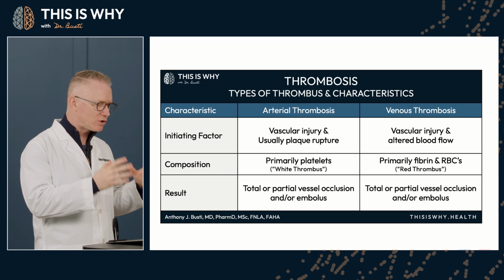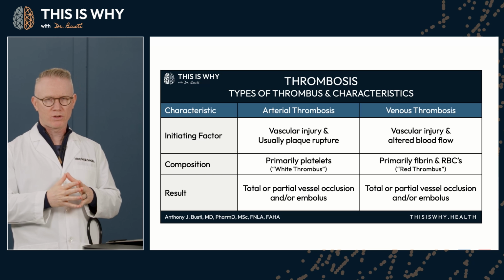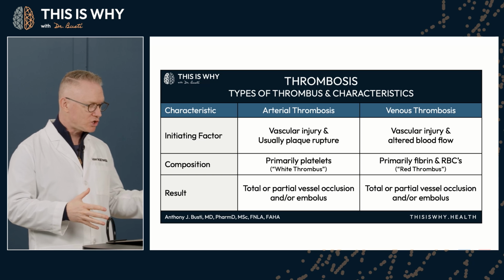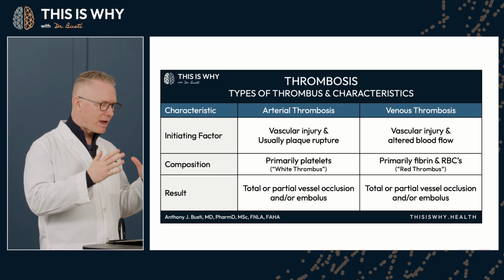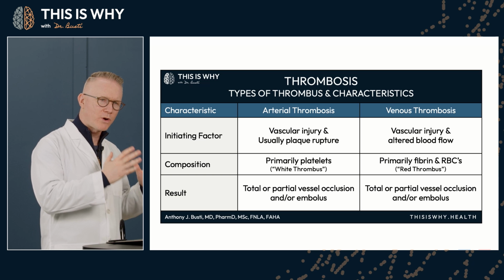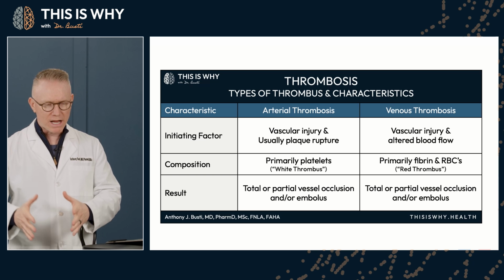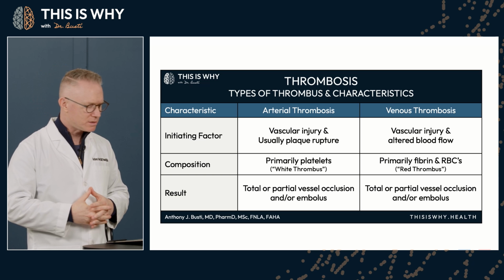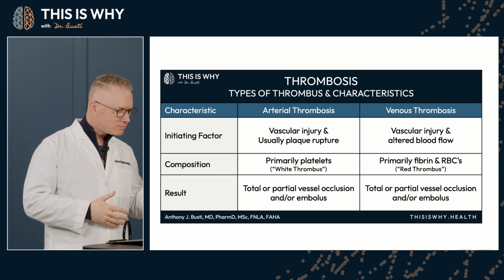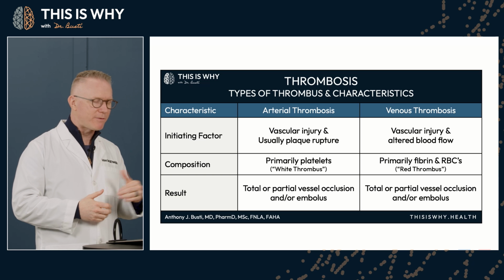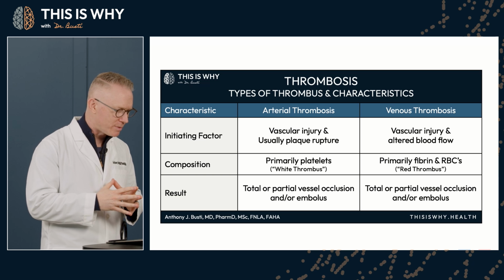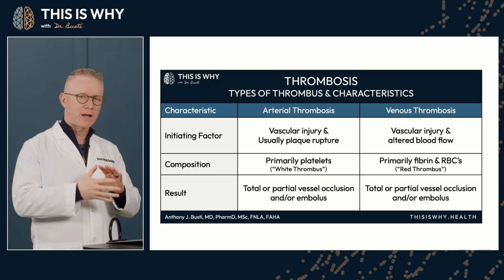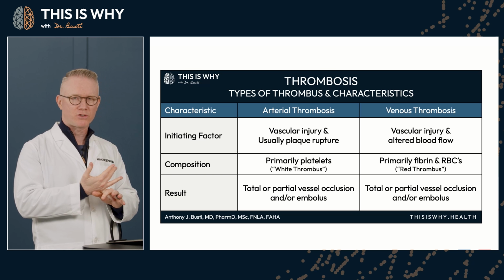But this is looking at the two main types of thrombus. And for those of you joining us on our podcast channels, I'll try my best to walk you through this. But it's a table that has two main columns. One column for arterial thrombus, and then the right side is the venous thrombus, okay? Now, the rows represent various characteristics. So what is the initiating factor for an arterial thrombus? Well, that's usually, yes, both of them are vascular injury.